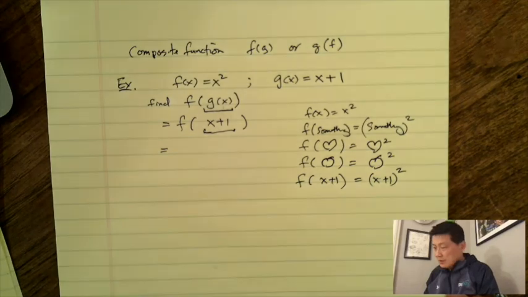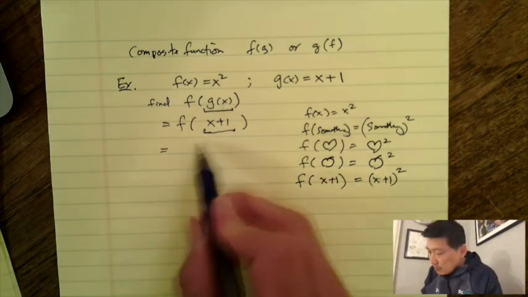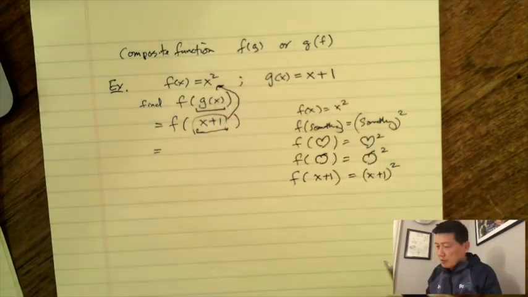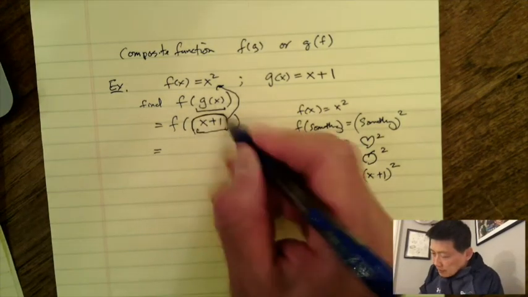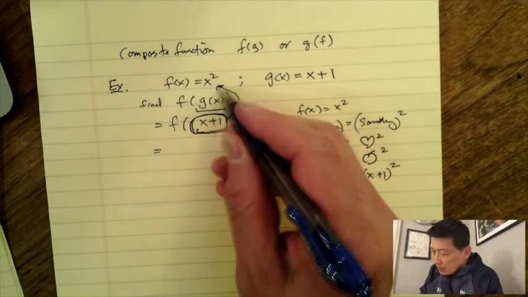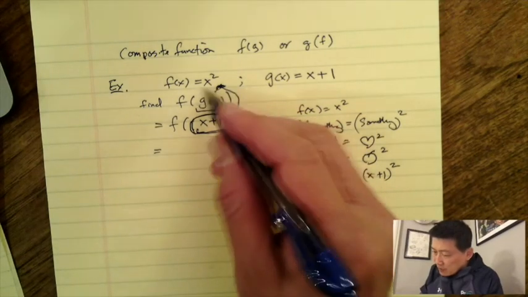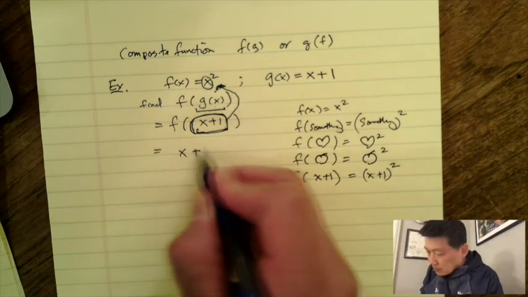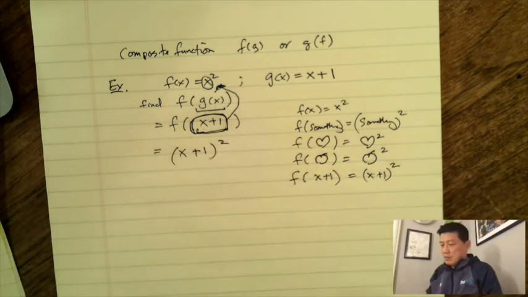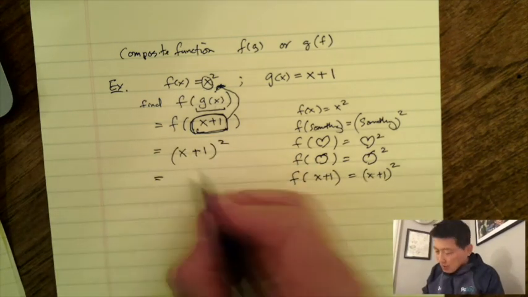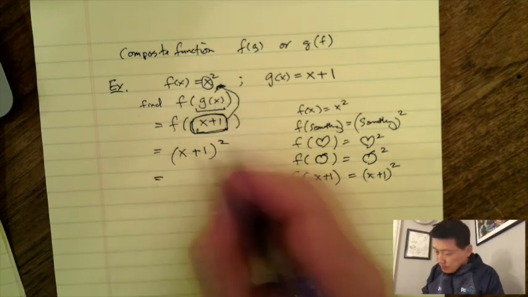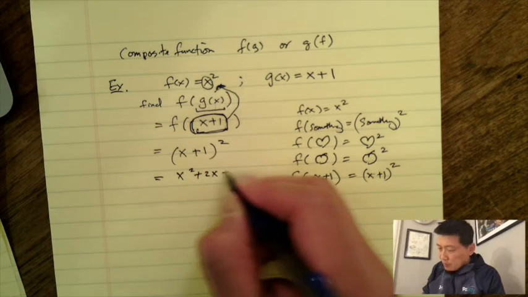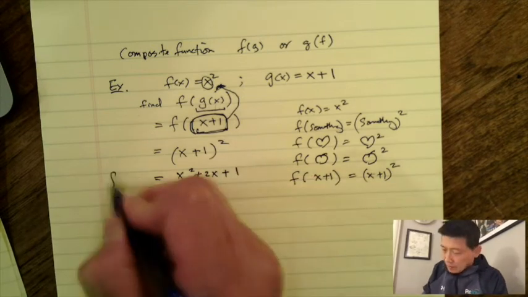You see that? So that means you take this thing and you apply the rule of x squared and put the x plus 1, the whole thing, inside that little x right here. So you end up with x plus 1 squared. So your answer then, you want to FOIL this out: x squared plus 2x plus 1. So now that is f of g.